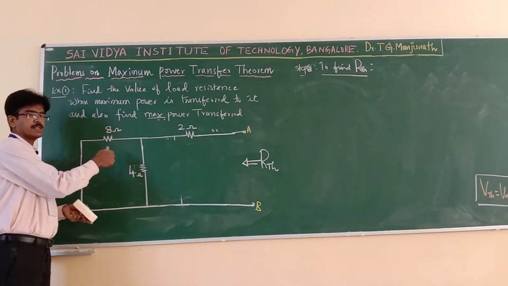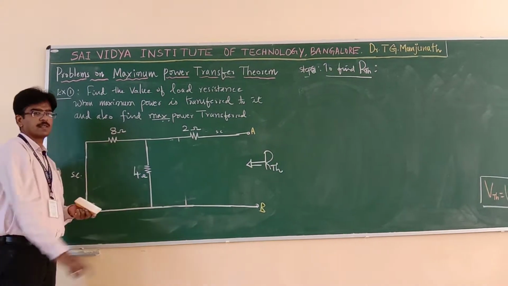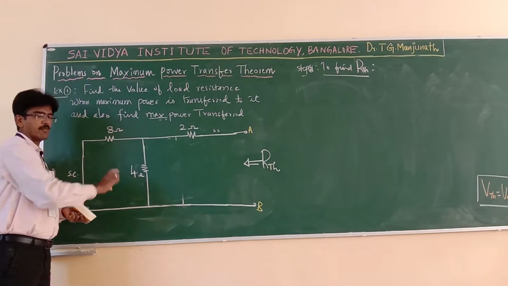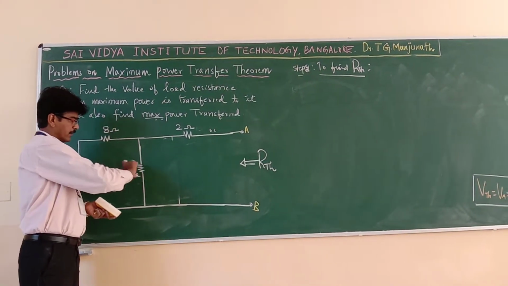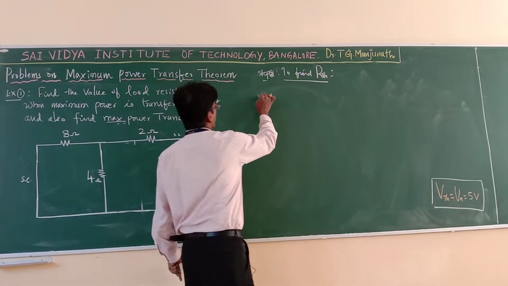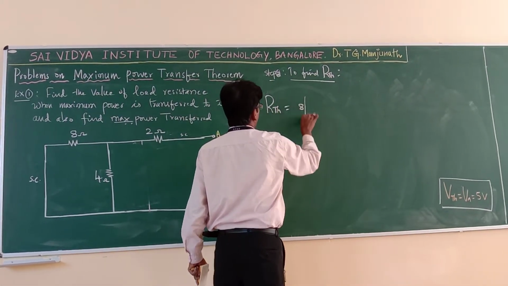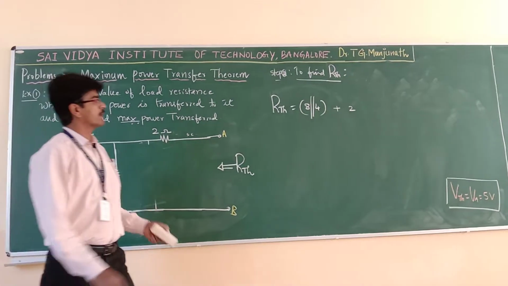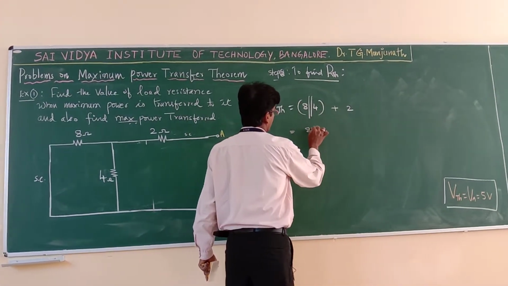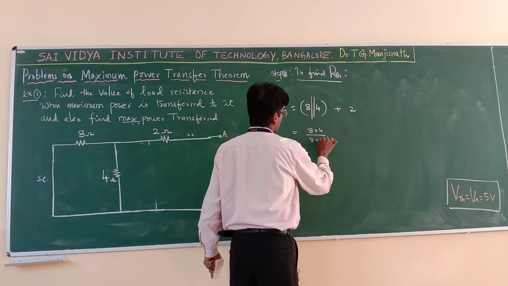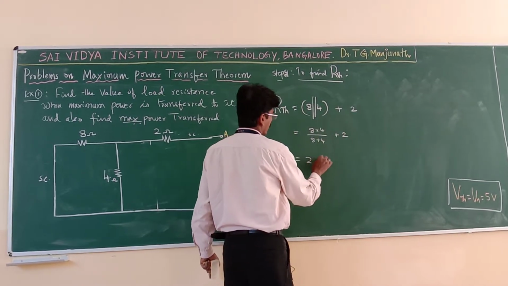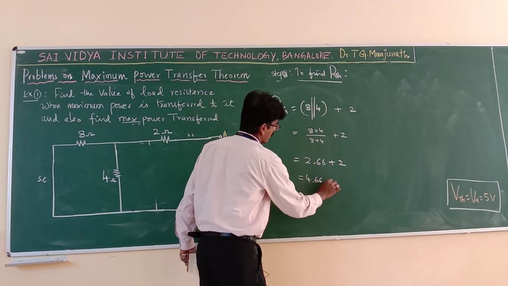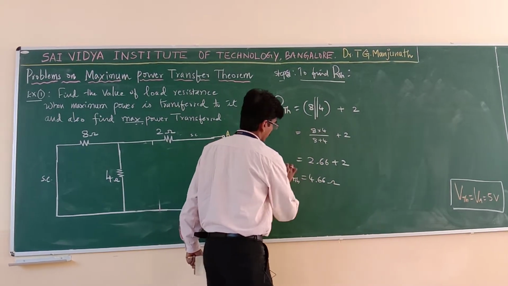Then if you observe this network, this resistance and this resistance become parallel, because if you take the resistance 8 ohm like this, 8 and 4 ohm become parallel. That comes in series with 2 ohms. Therefore R Thevenin is equal to 8 parallel with 4 comes in series with 2. That is your R Thevenin. So what is 8 parallel with 4? 8 into 4 divided by 8 plus 4, plus 2, that is equal to 2.66 plus 2, which gives 4.66 ohms. That is your R Thevenin.